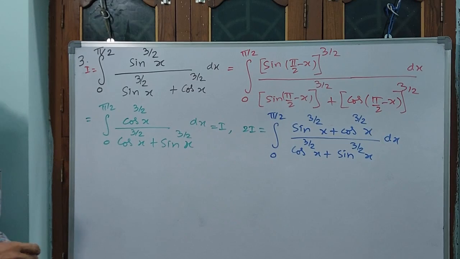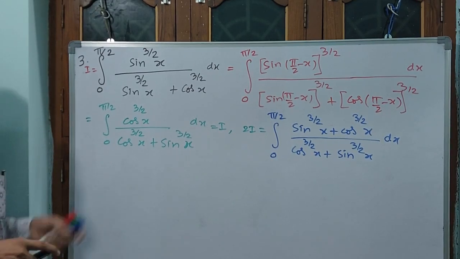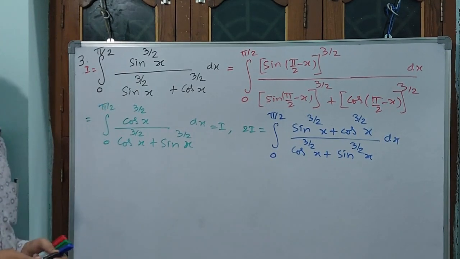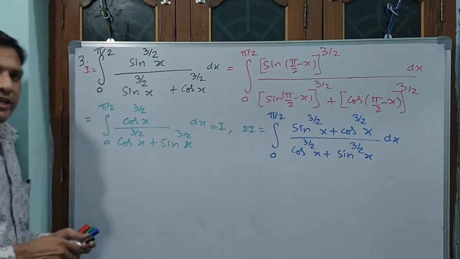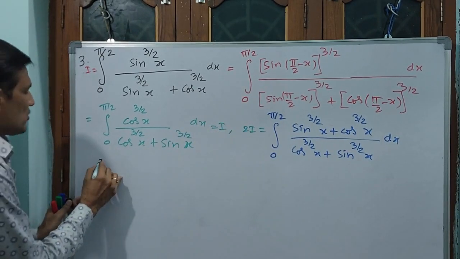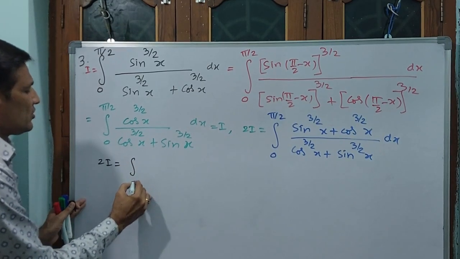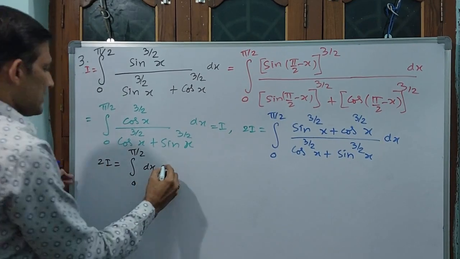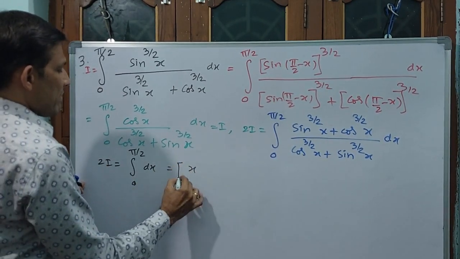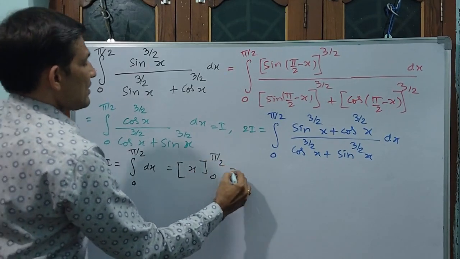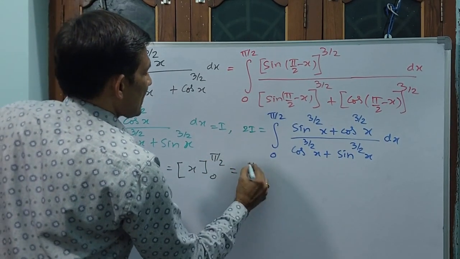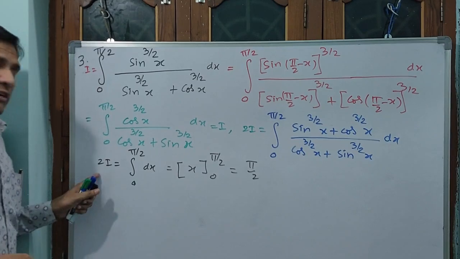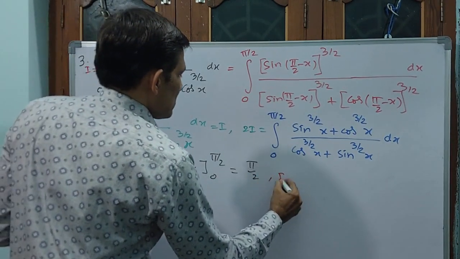If you observe carefully, numerator and denominator are both the same. Sin plus cos, cos plus sin, both are the same, with the same power 3 by 2. Now this value is going to come as 1. 2I is equal to integral 0 to pi by 2 of 1 dx, that is x, with limits from 0 to pi by 2, so the value is pi by 2. Why? Because pi by 2 minus 0 is pi by 2. This is the value for 2I. What about I? I is equal to pi by 4.